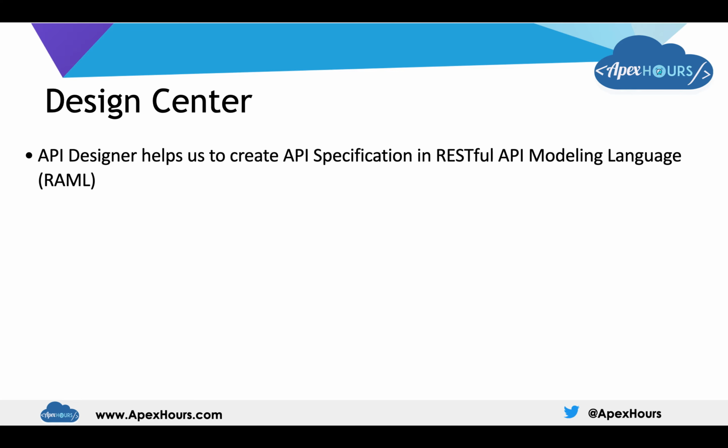There are a couple of other things with which you can design the API, but we are mainly concentrating on RAML. The current Design Center supports RAML 0.8 and RAML 1.0 versions. I always go with the latest version because it has all the updated things.